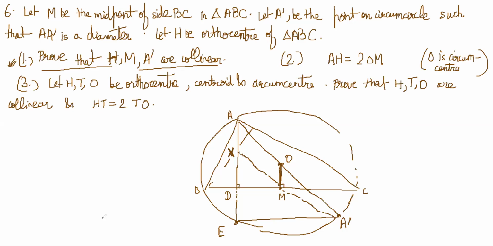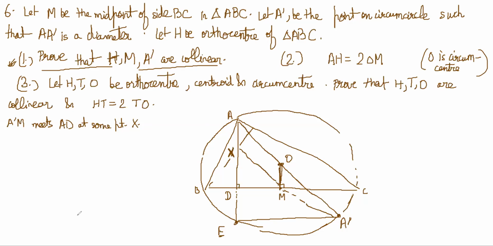I'll just rub this a little bit and draw it slightly better. So A dash M meets AD at some point X. We don't know whether X is the orthocenter or whether it is some other point.